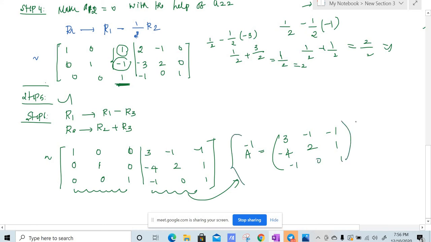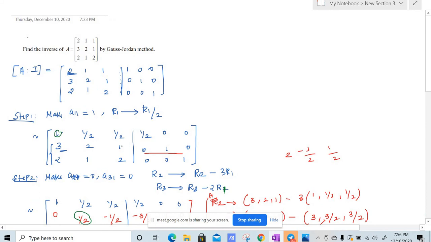So this is the inverse for the given matrix using the Gauss-Jordan method. Very elementary. So we need to apply elementary transformations. First we need to make an augmented matrix which is A I. We need to reduce this to identity matrix. Then this resulting matrix is called the inverse of the given matrix.